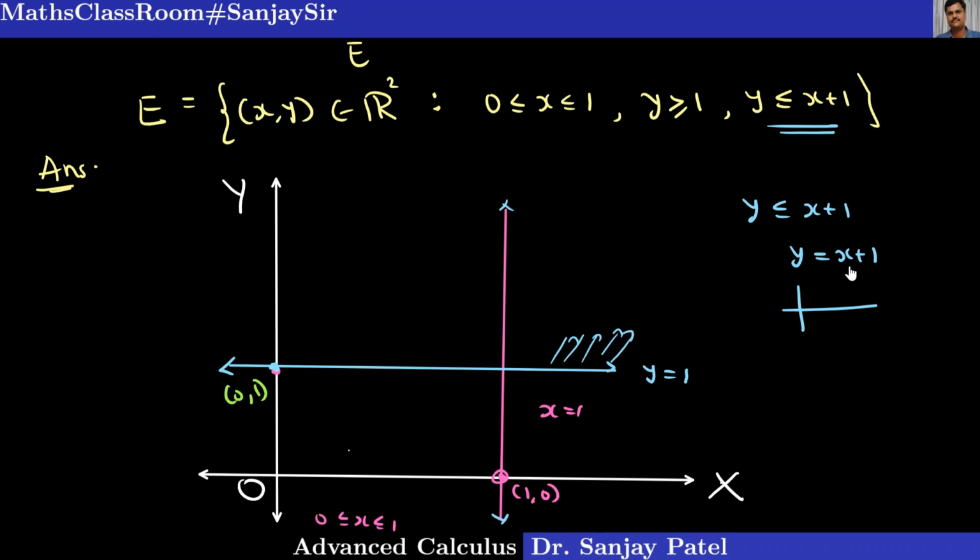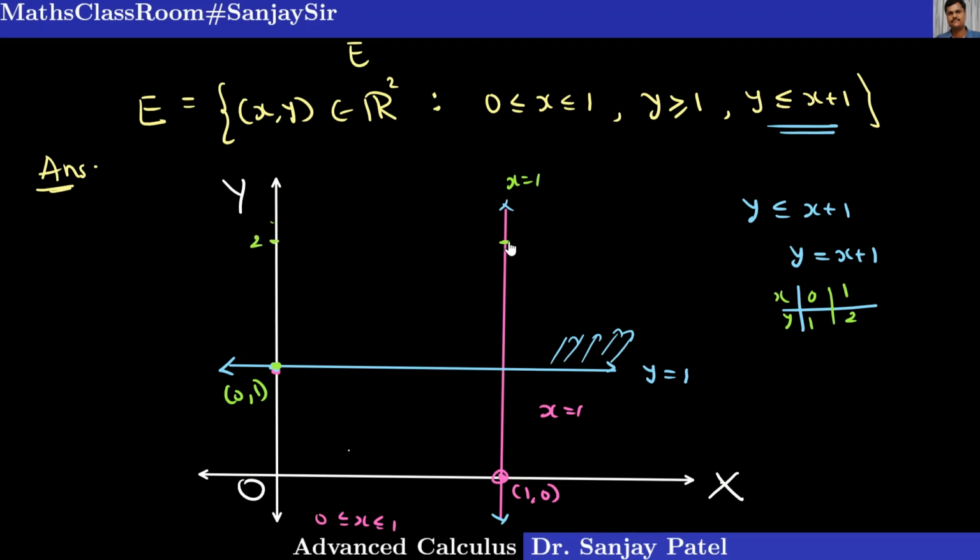For x equal to 0, y is equal to 1. So this line is also passing through this point, and when you put x equal to 1, you will get y is equal to 2. So on this line, suppose this is 2.